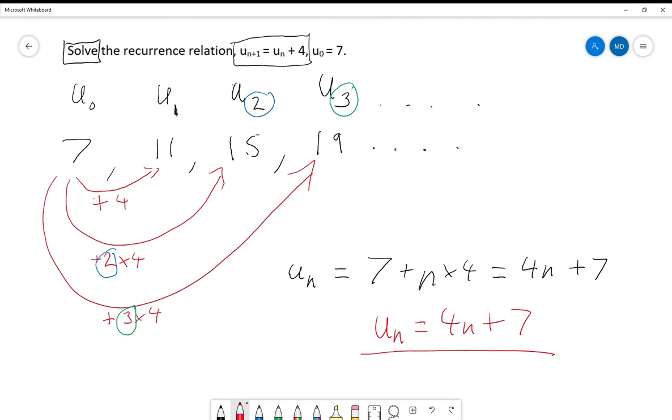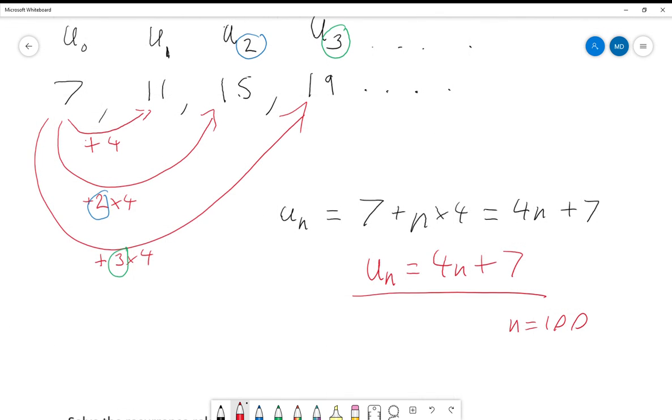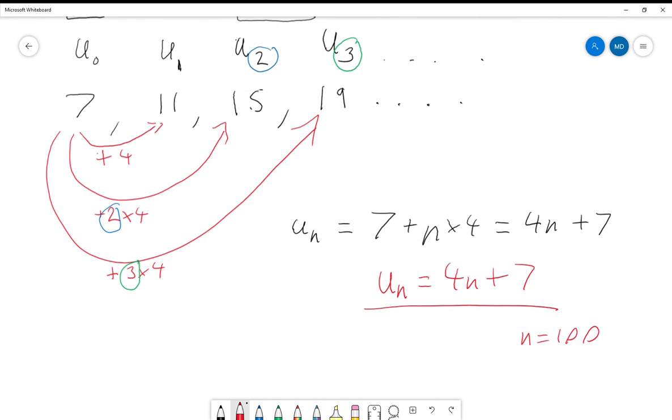And why is this valuable? This is valuable because at this point we can just plug in any value of n and get out that point in the sequence. I don't have to work my way through the sequence like I would with the recurrence relation. Here I can just put in the value of n. So I could say n equals 100, and rather than having to do 100 additions of 4, I just plug it in, and I get u100 is equal to 400 plus 7, which equals 407.